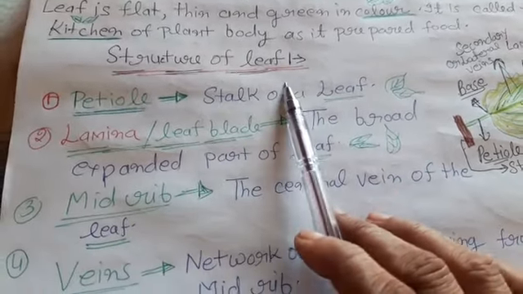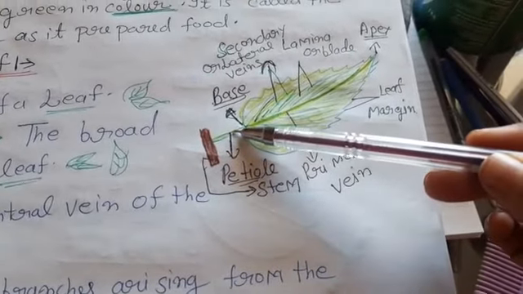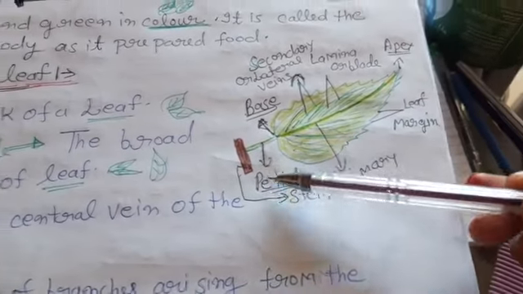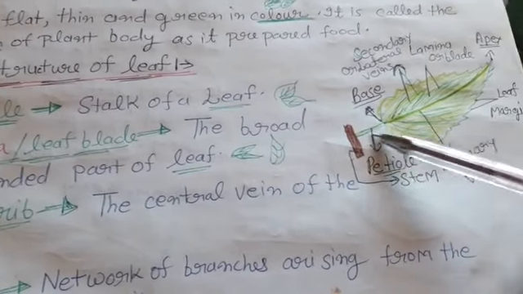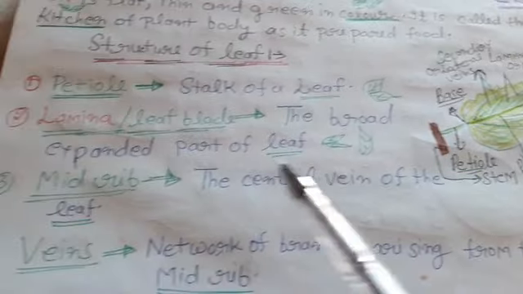Structure of leaf. This is a petiole. Here we can see this diagram. This portion is the petiole, the stalk of the leaf.